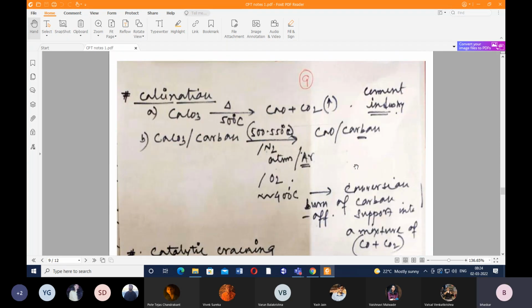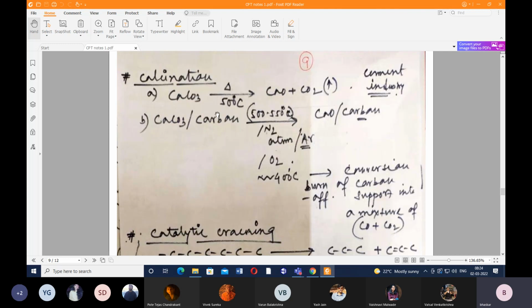Okay, so now coming to the calcination reaction. Hopefully you remember, right? What is calcination reaction? Without looking at these examples, can anybody tell me what is the proper definition of calcination reaction?